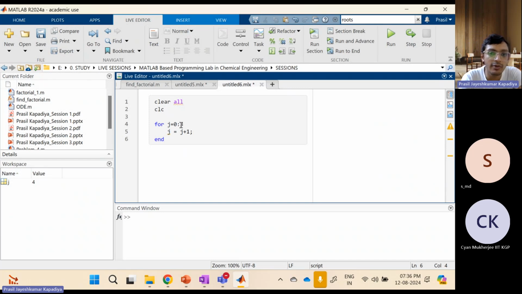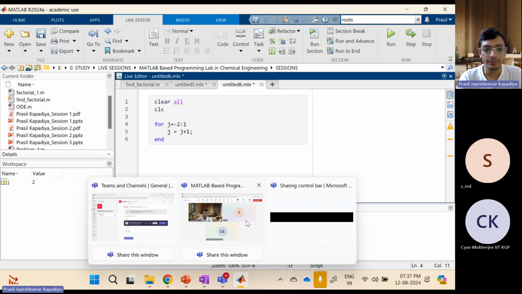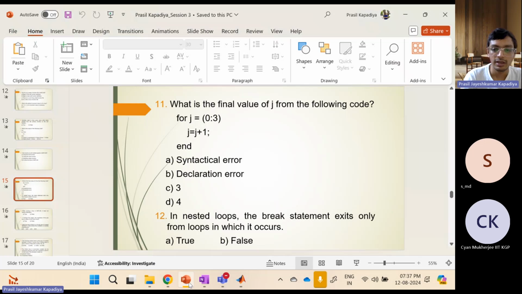But let's say I'm getting j from minus 2 to 1. Then I will get my value of j as 2, because when it is minus 2, my answer will be minus 1. Then when it is minus 1, my answer will be 0. When it is 0, my answer will be 1. And when it is 1, answer will be 2. So this is how we can do this.